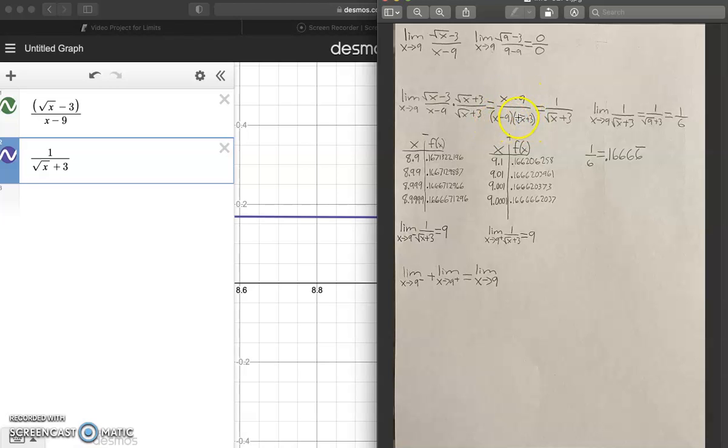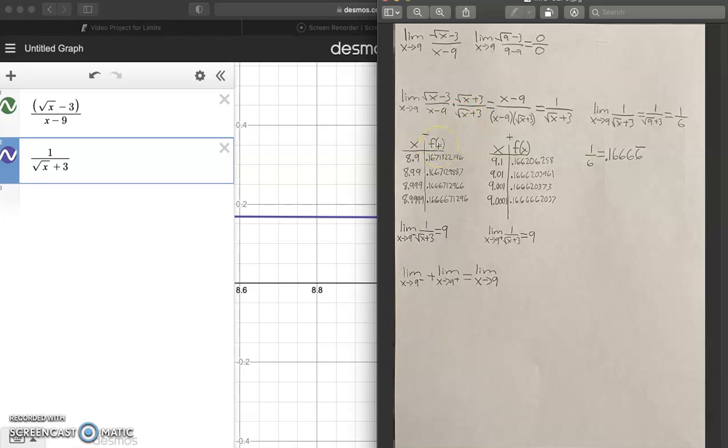We want to put them in parentheses because the two x minus 9's cancel, leaving us with 1 over the square root of x plus 3. Now this is a function that we can actually work with to find the limit. All we have to do is substitute 9 in for x. So we have 1 over square root of 9 plus 3, which is 1 over 3 plus 3, or 1/6. That is, in my opinion, the easiest way to do this.